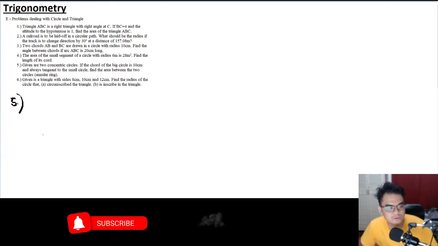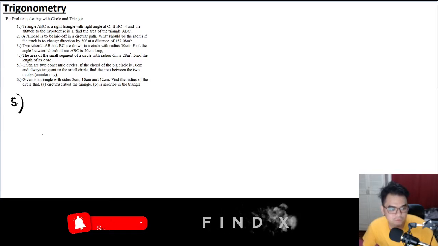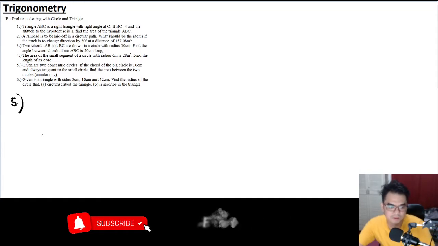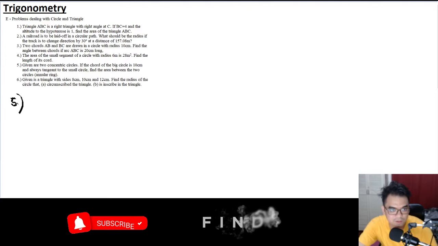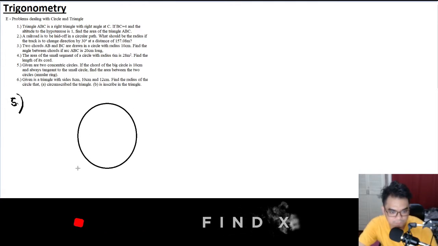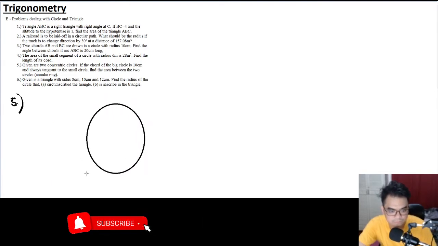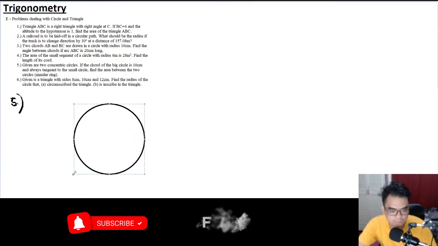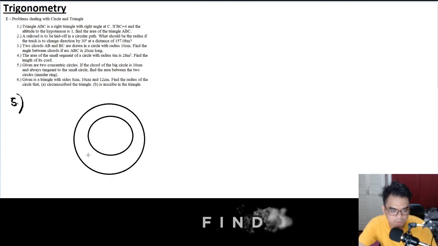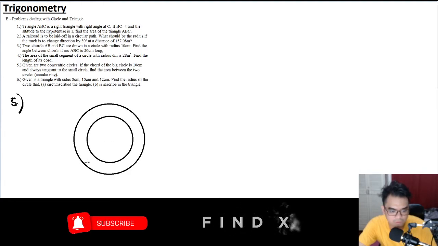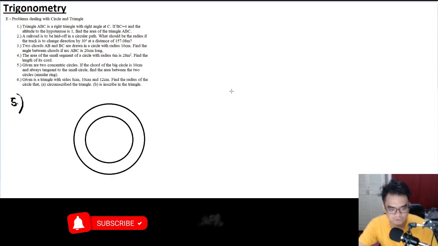Okay, so given two concentric circles, if you see or encounter concentric circles, it means that those two circles have the same center. Okay, so it looks something like this. Let's say this is the big circle, and then we have another circle. There you go, it kind of looks like a donut.